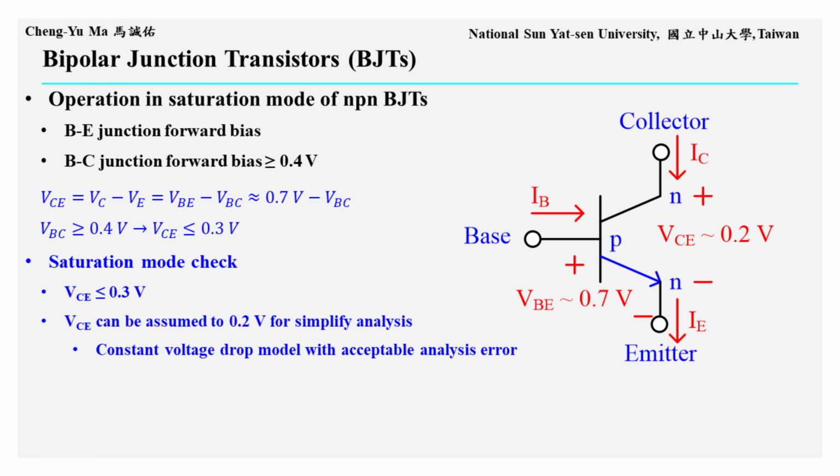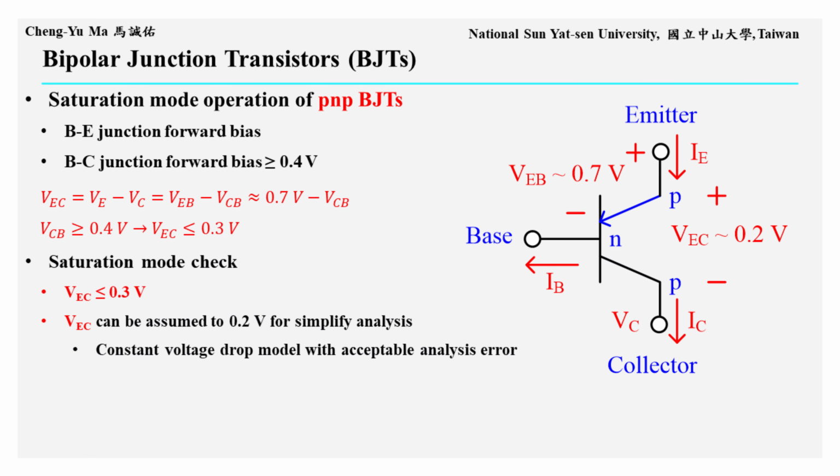Therefore, in practice, we usually check whether an NPN BJT is in saturation mode by looking at VCE. Once the device enters saturation mode, VCE can be approximated as 0.2 volts for fast DC circuit analysis. This constant voltage approximation usually gives acceptable error.